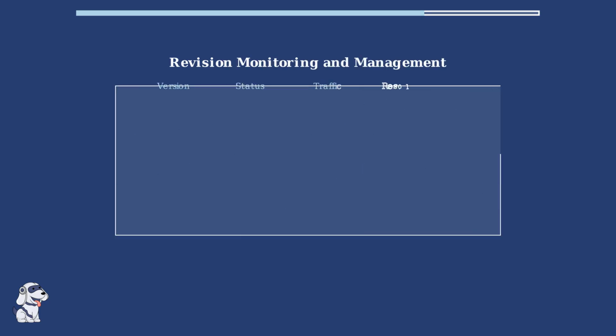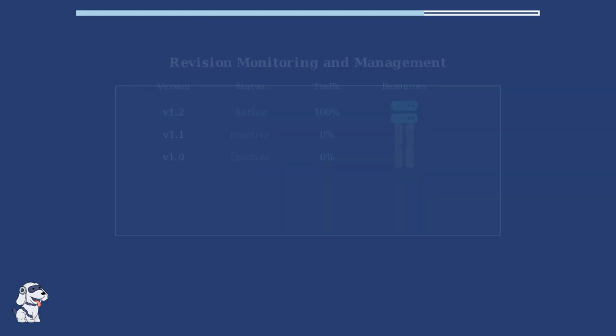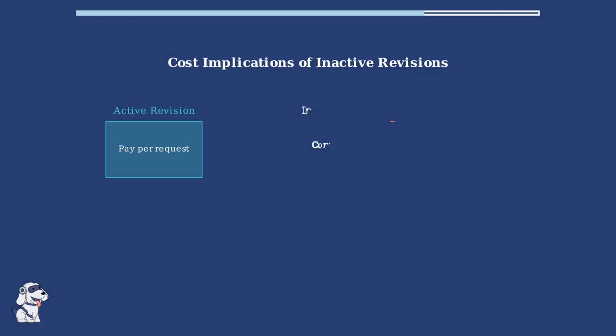Cloud Run services are monitored by revision. Each revision maintains its own metrics, logs, and resource allocation. You can view the status and traffic distribution across all revisions. Inactive revisions can consume resources and incur costs, especially when minimum instances are configured.